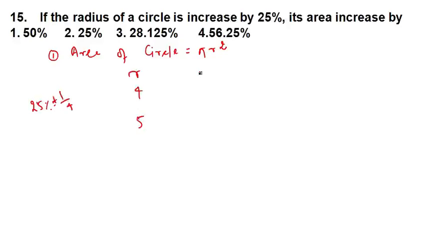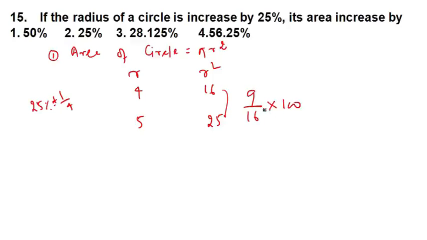And we know that if we want to take the area of a circle, it is r square. So 4 means 16 and 5 means 25. So by how much percent did it increase? It increased by 9 on what? On 16 into 100 if you want the percentage.